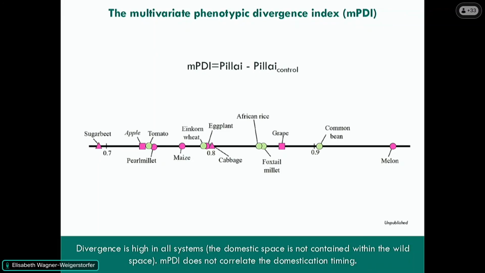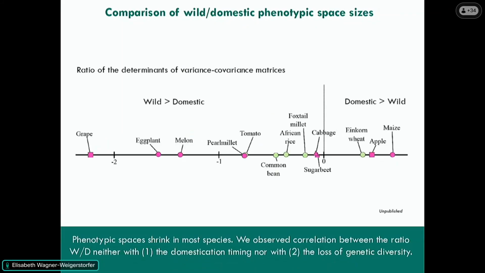So the first thing that we found is that all the species had a very high index, over 65, meaning that the phenotypic divergence between the wild and the domestic forms is really high in all species. So the domestic space is not contained within the wild space. It's really well separated. And something else that we found is that this MPDI does not correlate with the domestication timing. So it's not because you have been domesticated a longer time ago that you have a bigger phenotypic divergence between wild and domestic forms.